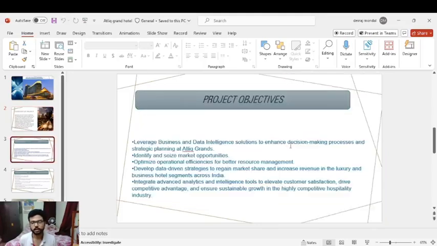Coming to the next slide, our main project objectives are to leverage business and data intelligence solutions to enhance the decision-making process and strategic planning at Atliq Brand, identify and seize market opportunities, optimize operational efficiencies for better resource management, develop data-driven strategies to regain market share and increase revenue in the luxury and business hotel segments across India, and integrate advanced analytics and intelligence tools to elevate customer satisfaction, drive competitive advantage, and ensure sustainable growth in the highly competitive hospitality industry. Now, we will show our Power BI report.